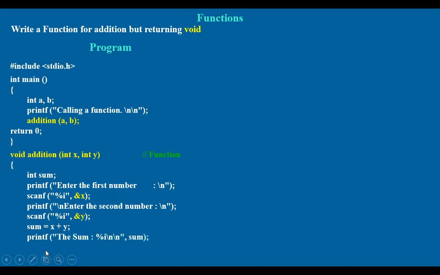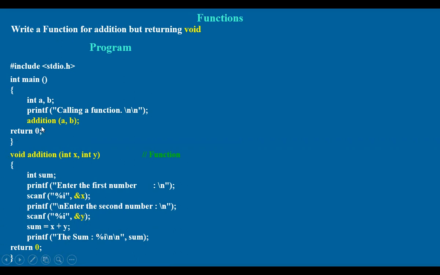Now this last instruction is printf, the sum is equal to sum, this value. Whatever value is assigned here to sum, it is displayed. Finish, return 0 and close. So in this function itself, we are doing this addition operation and also displaying the value. That's all. It is over and is not returning any value to this main program.